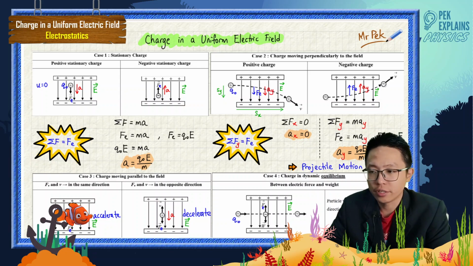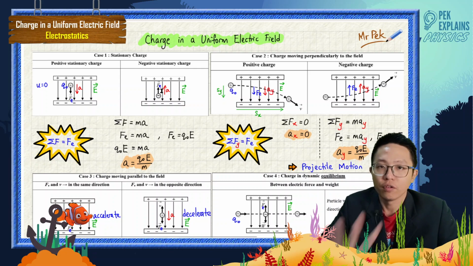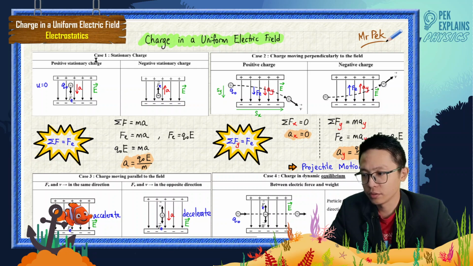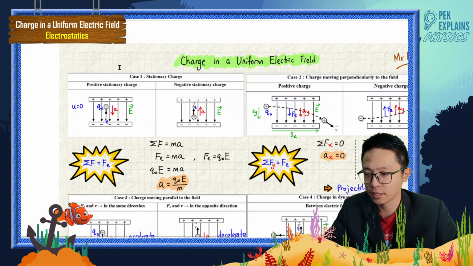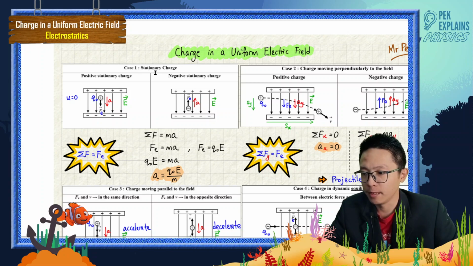Alright, now charge in a uniform electric field. In this part we have 4 cases to discuss. So let's talk about the first case. The first case is a stationary charge, regarding a stationary charge in this uniform electric field, between the parallel plates.